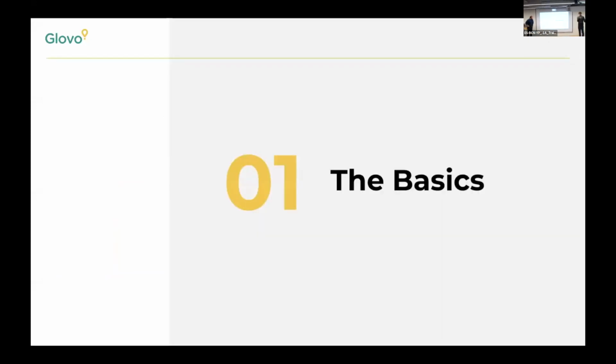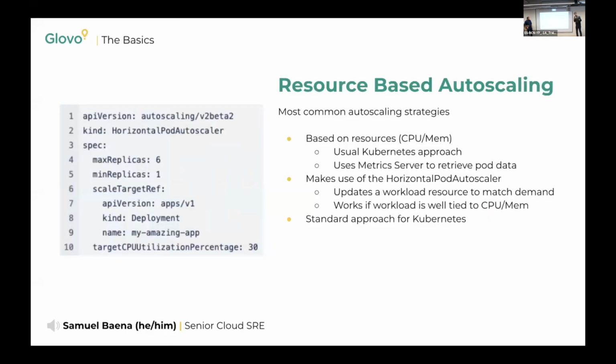So let's go a bit with the basics of autoscaling first. When we are talking about autoscaling, the first thing that comes to mind is actually resource-based autoscaling. So the standard approach for Kubernetes is, I have a request for higher CPU, so I need to scale out my workload. Or I don't have enough memory for my workload, so I'm going to scale up. All those basics are based on metrics that you get from the pods. And these are the baseline, let's say.